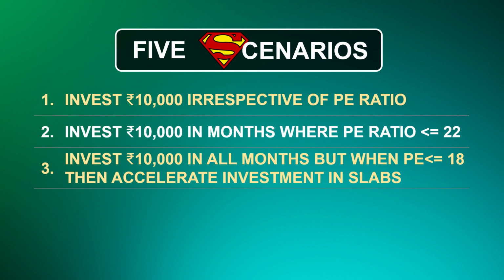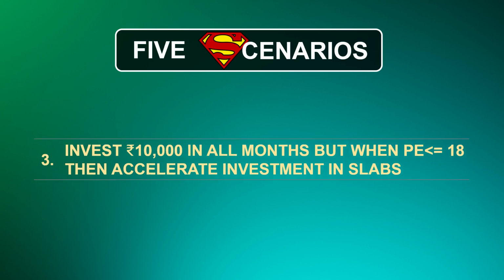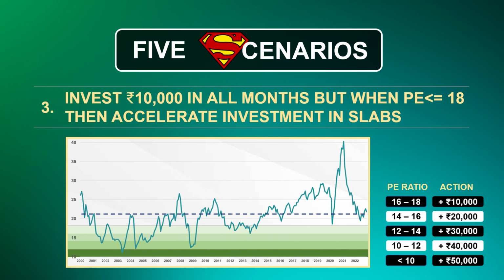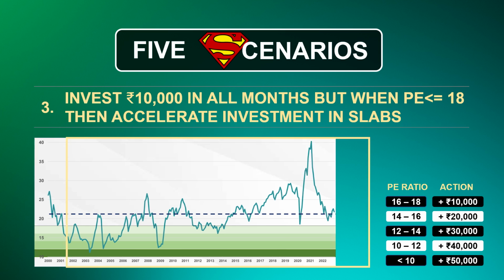However, when the P ratio falls below 18, then I increase my investment on an accelerated basis. What I mean by accelerated basis is that when the P ratio is between 16 and 18, I invest an additional 10,000 rupees over and above the 10k SIP. Similarly, when the P is between 14 and 16, then I invest even more money and so on, which means the lower the P ratio goes, a higher investment will go towards our corpus.